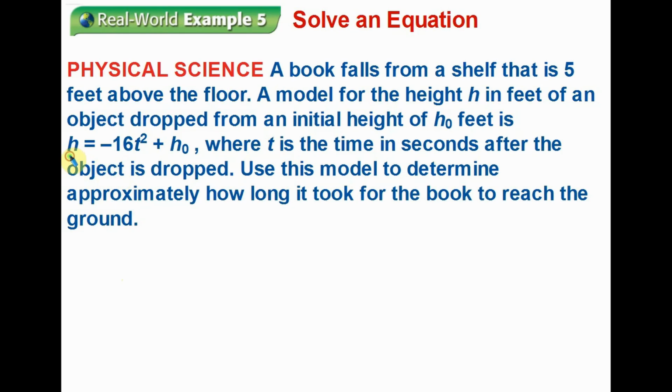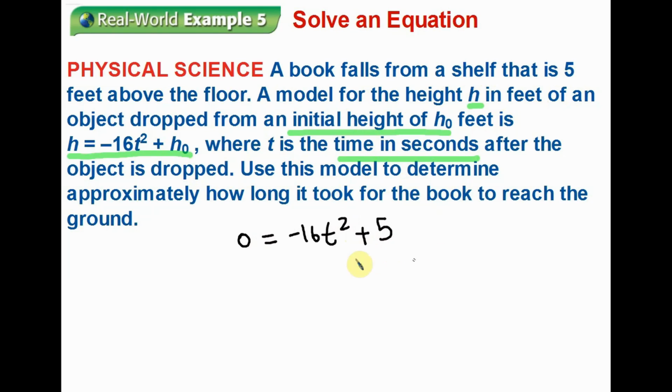They're saying this situation can be represented by the equation h is equal to negative 16t squared plus h0, where h is the height in feet of an object dropped from an initial height of h0, and t is representing time in seconds. Use this model to determine approximately how long it took for the book to reach the ground. If I'm reaching the ground, my height will be 0. If I use this equation, you will have 0 is equal to negative 16t squared plus h0, which was given as 5 feet, so plus 5.